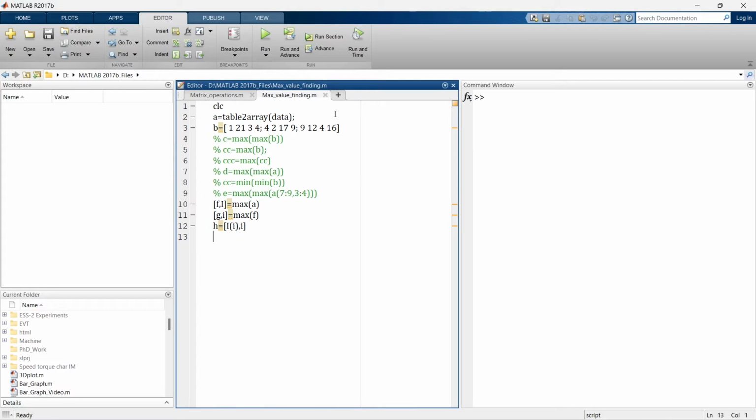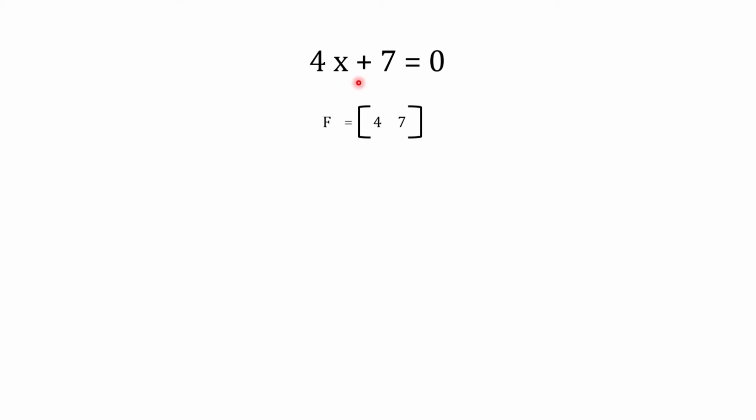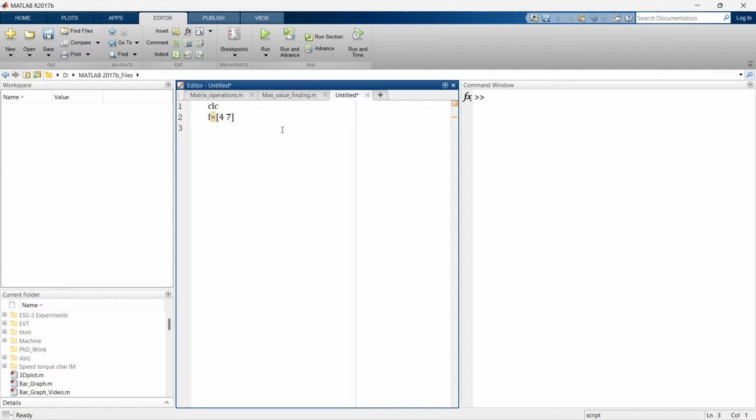So here in our MATLAB, we'll take a new script, clc. Here the equation is 4x plus 7 is equal to 0. The corresponding matrix is like this, f is equal to [4 7]. The 7 represents the coefficient of the constant and 4 represents the coefficient of x. So to find the roots of f, we'll write roots(f). And now let's run this.